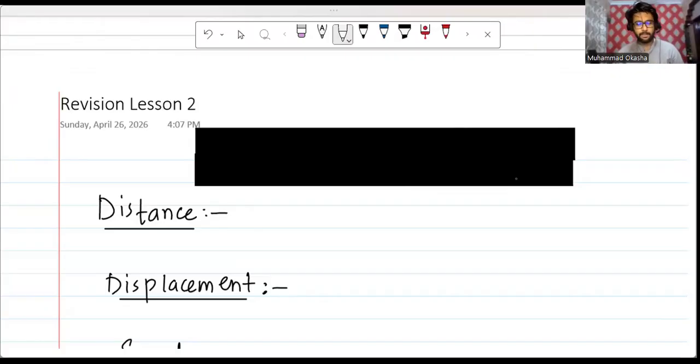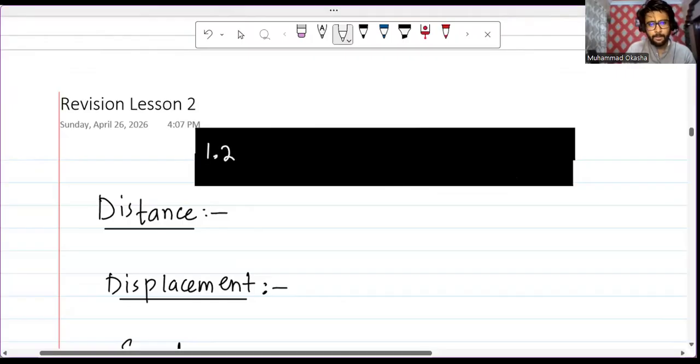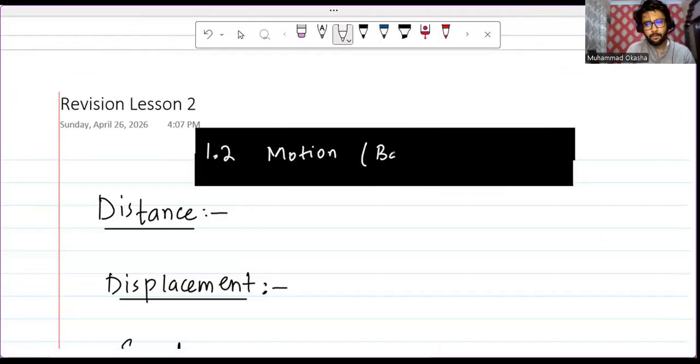Okay, so we're starting with section 1.2, motion, and we're looking at the basic definitions and application of the formula. We're not looking at the graphs of the motion in the revision worksheet too. So 1.2 motion, and this one I would say is basic. By basic, I mean just definitions and formulae, basic application of the formula.